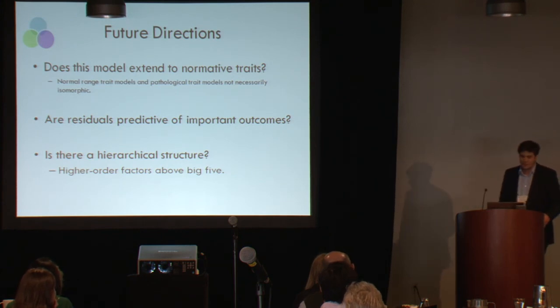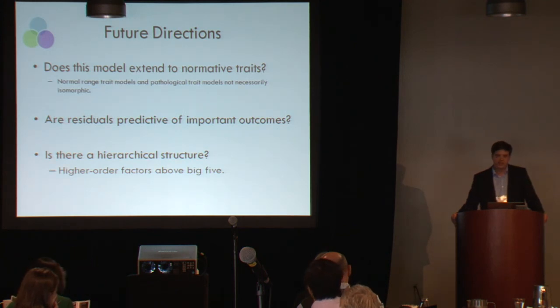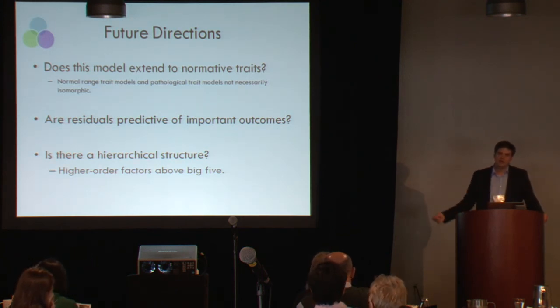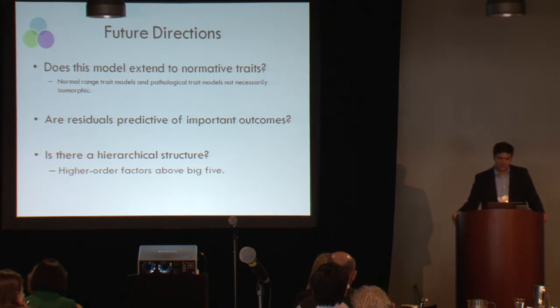Future directions, I think there's a variety of places to go, but one way would be to extend this explicitly to normative traits and include normative trait measures as well as pathological trait measures. Like I mentioned before, are the residuals predictive of important outcomes or not? Using this type of model, you can see if the residuals of a disorder predict something over and above the broad domain. That would be, I think, informative.